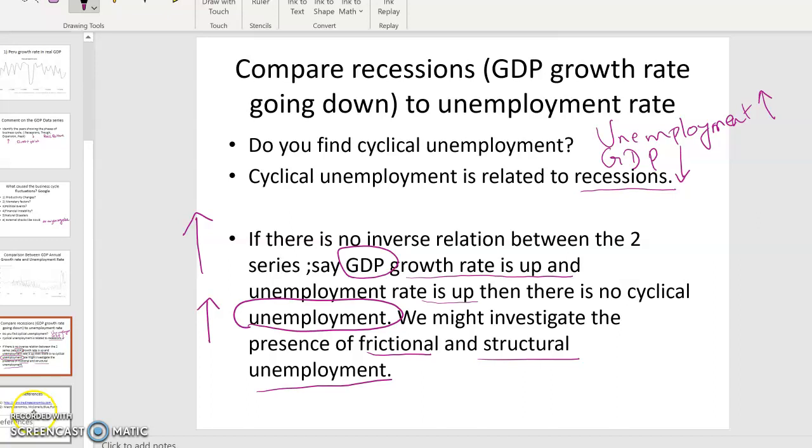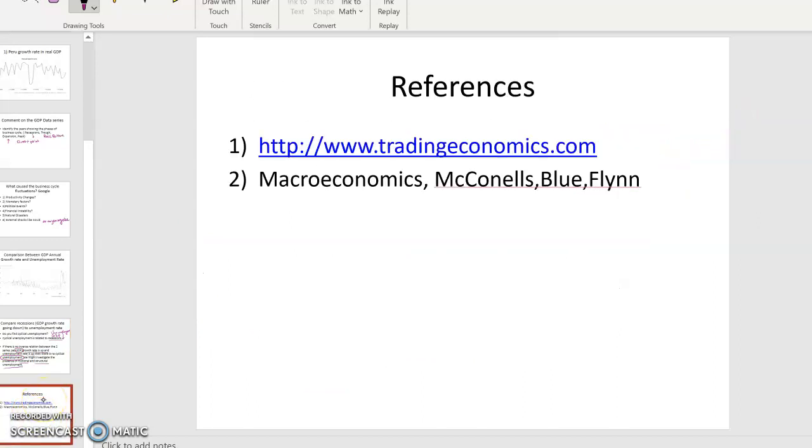Okay, and at the end you can use some references and point out what references you used for your class project.